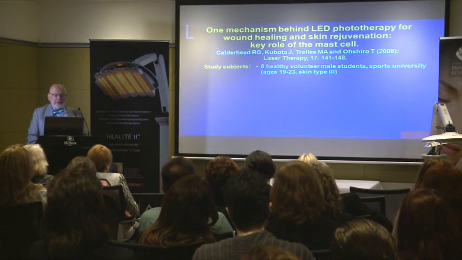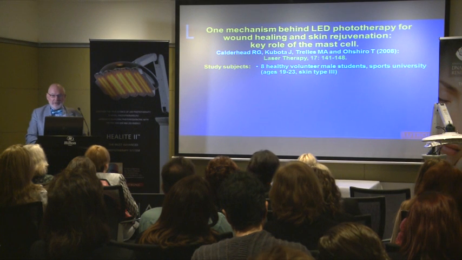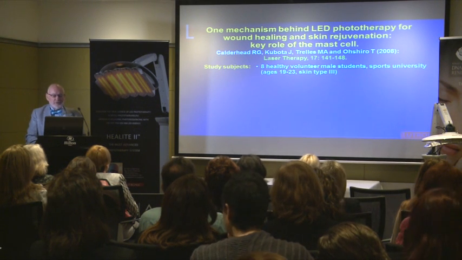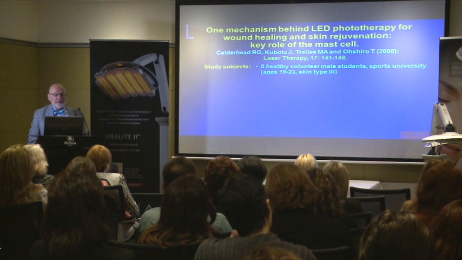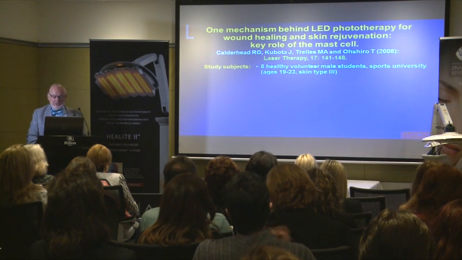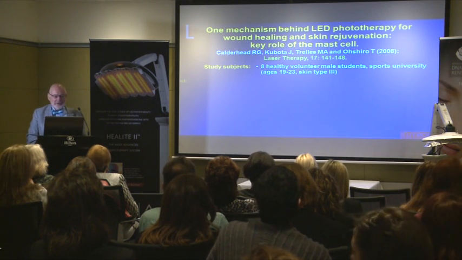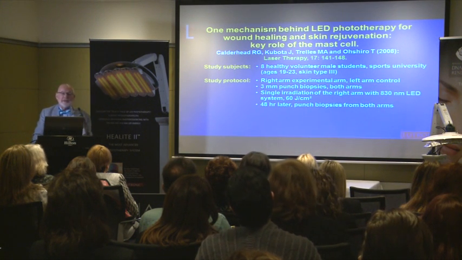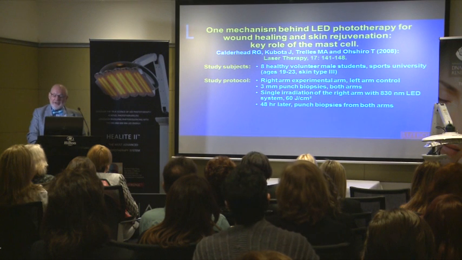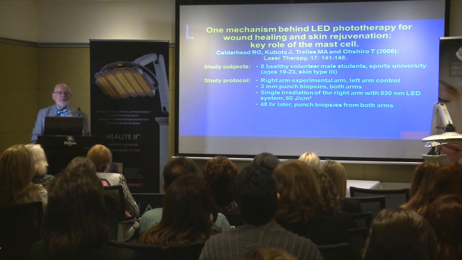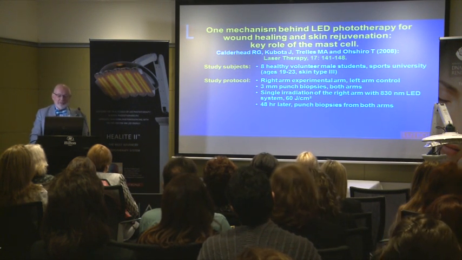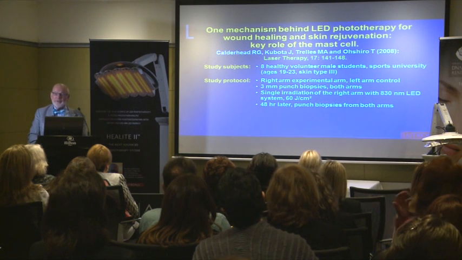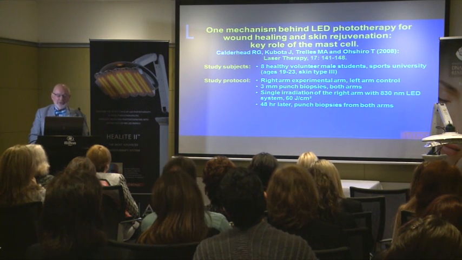And here's a little experiment that my colleagues and I did a couple of years ago. We took 8 healthy sports university students, skin type 3, they were Japanese. The study protocol was the right arm was experimental, the left arm was the unirradiated control. First of all, 3 millimeter punch biopsies were taken from both arms and processed for transmission electron microscopy.